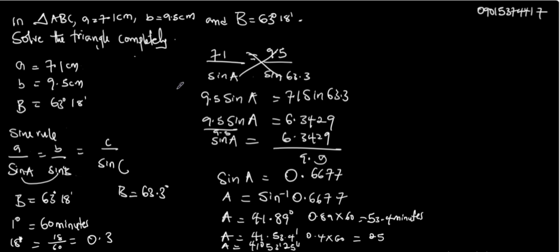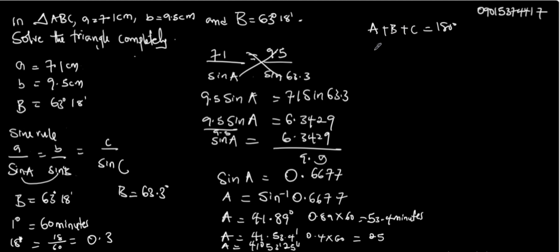Right now, our question says solve the triangle completely. To solve a triangle completely means to find every parameter, find all sides, find all angles. Now that we've gotten angle A, we find angle C. So using the sum of angles in a triangle, which is equal to 180 degrees, we have angle A plus angle B plus angle C equal to 180 degrees.